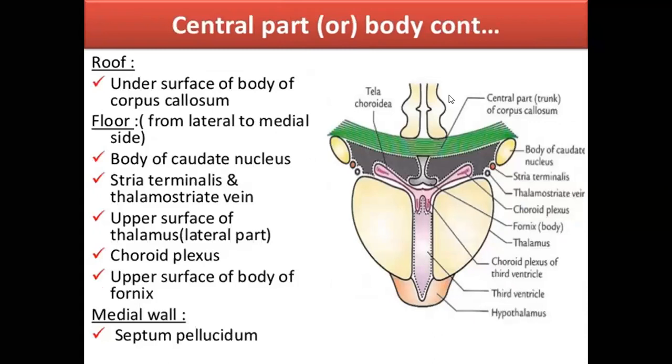Once again, in this section, this is the lateral ventricle, the central part. The roof is formed by the corpus callosum. In the floor, you have the thalamus, caudate nucleus, thalamostriate vein, and stria terminalis. Four structures are there: thalamus, thalamostriate vein, stria terminalis, and caudate nucleus. So they form the floor. The medial wall is formed by the septum pellucidum. So this is the lateral ventricle. These two are the central part of the lateral ventricle.